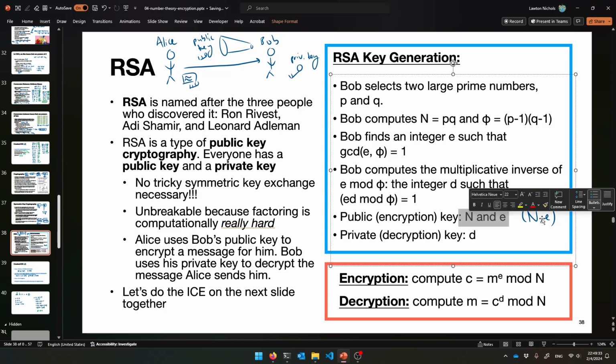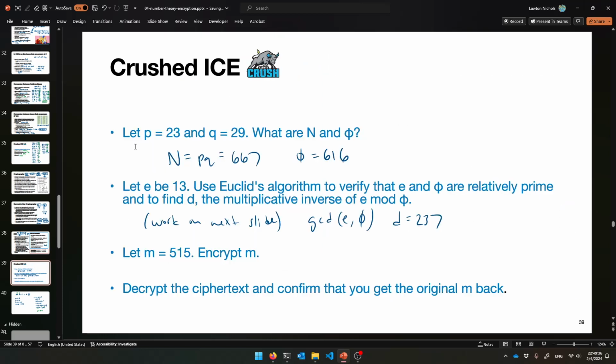And then now we have every number, finally. We have our public key, which is our N and our E. That's this 667 and 13. And then we have our D, finally. That's 237. All right? So let's say that we are Alice. We're trying to encrypt our message. Our secret message for Bob is 515. That's our secret number.